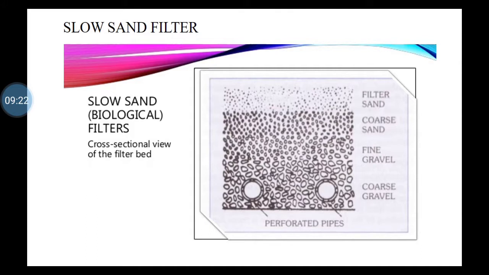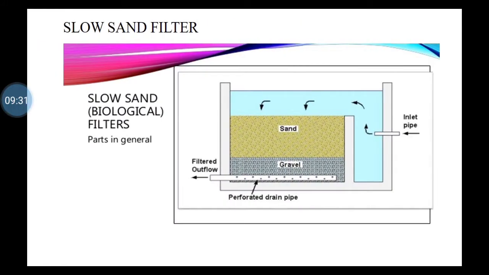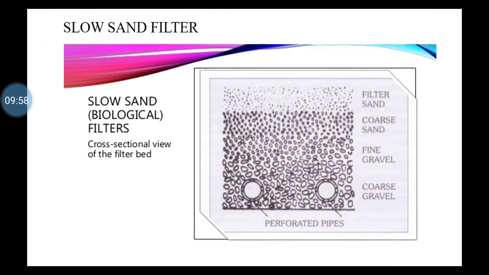At the bottom of the bed, there are a number of perforated pipes fitted to collect the filtered water. You can see the filtered outflow. So from the bottom, the filtered water can be collected through these perforated pipes. So this is the design of the filter bed. When a question is asked on the slow sand method, you have to draw this figure correctly.